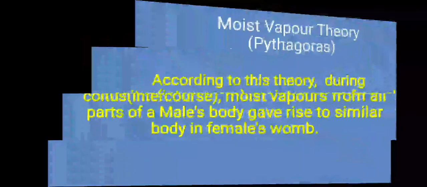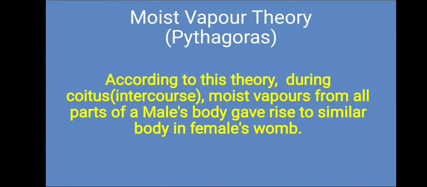Now coming to the first theory, the moist vapor theory. This theory was proposed by Pythagoras, and according to it, during coitus or intercourse, moist vapors from all the parts of the male's body gave rise to a similar body in the female's womb, or uterus.